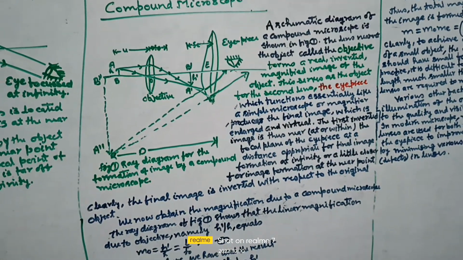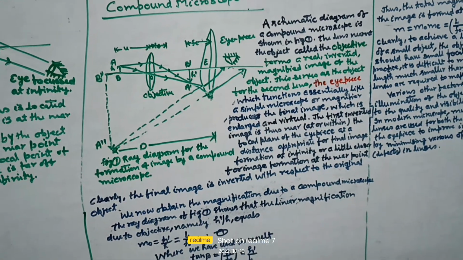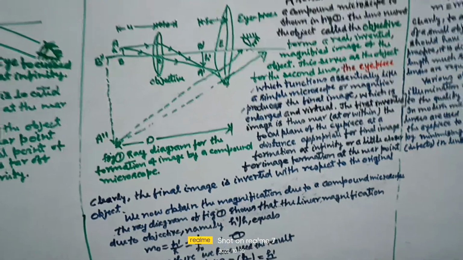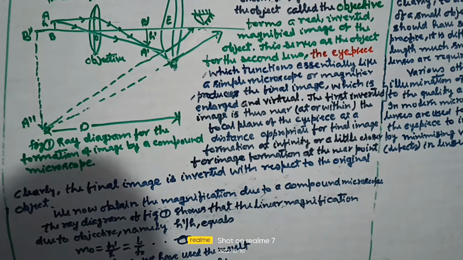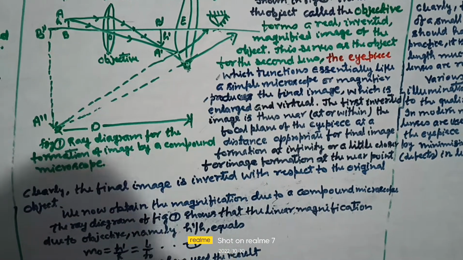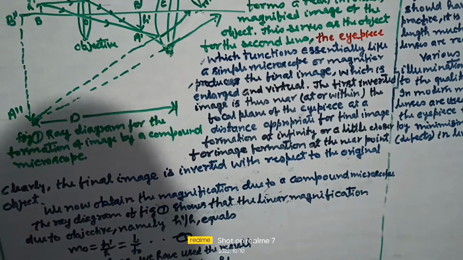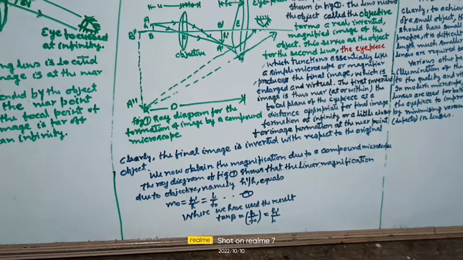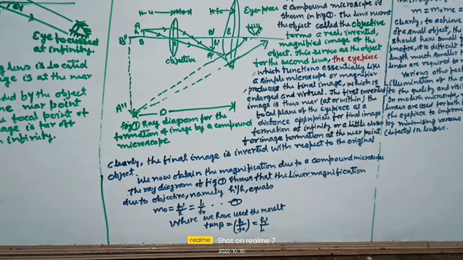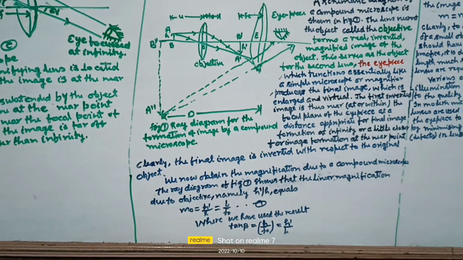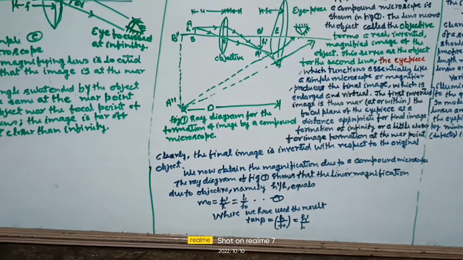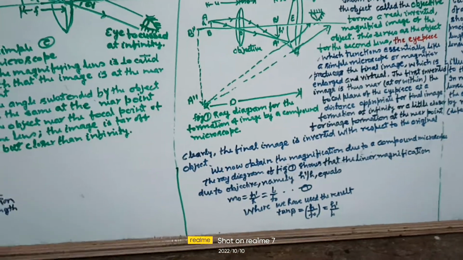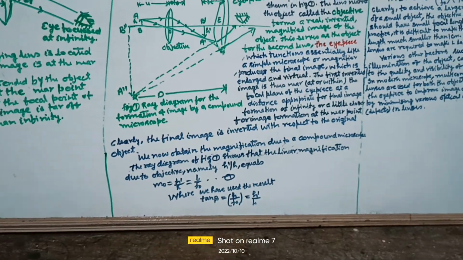The first inverted image is thus at or within the focal plane of the eyepiece, at a distance appropriate for final image formation at infinity, or a little closer for image formation at the near point. Clearly, the final image is inverted with respect to the original object. We now obtain the magnification due to a compound microscope. The ray diagram shows that the linear magnification due to the objective, namely h'/h, equals mo = h'/h = L/fo, where we have used the result tan β = h/fo = h'/L.